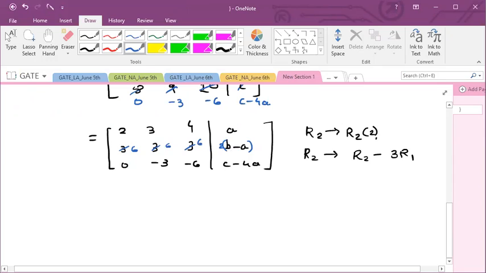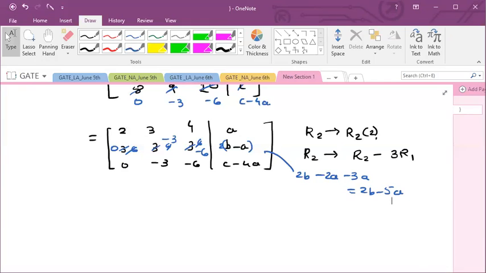Now let us multiply the first row with 3 and subtract. 3 2s are 6, 6 minus 6 becomes 0. 3 3s are 9, 6 minus 9 is minus 3. 3 4s are 12, 6 minus 12 is minus 6. And 2B minus 2A, minus 3A, so it will become 2B minus 5A.